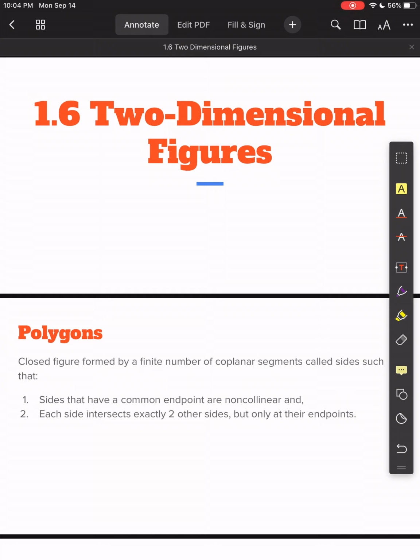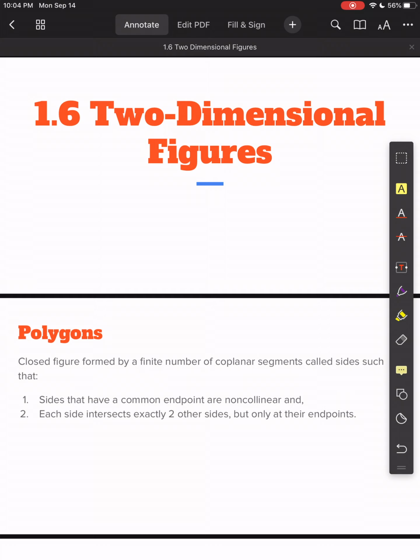So two-dimensional figures is the topic of the day. We're going to really focus on this first definition here, which is a polygon. So we want to be able to identify whether or not a shape is a polygon. So a polygon is a closed figure, all right? It's a closed figure formed by a finite number of coplanar segments called sides, such that the sides have a common endpoint. The sides that have a common endpoint are non-collinear.